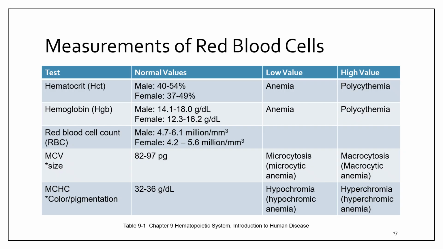Okay, next up is the red blood cell count, and this is how many cells are there. This is a straight-up count. Too few is anemia, too many is polycythemia. But by itself, it doesn't tell you why. It just tells you quantity, not quality. Red blood cell count alone is one of the least helpful values unless you pair it with indices and morphology.